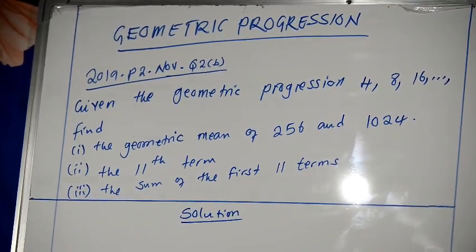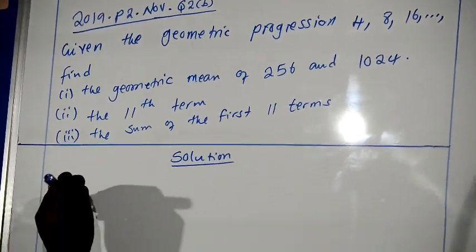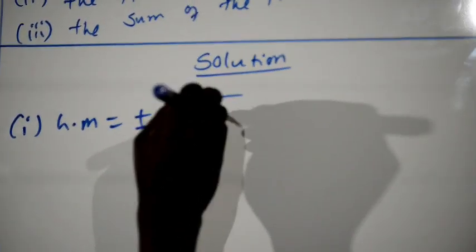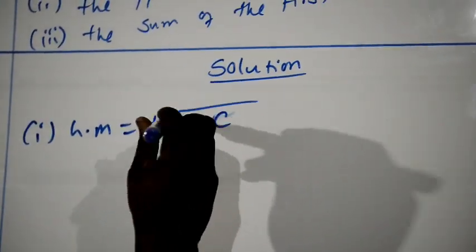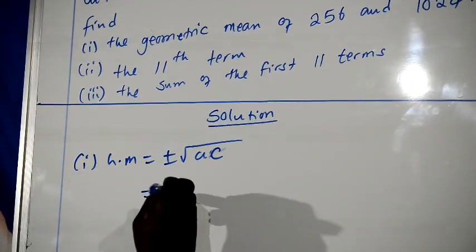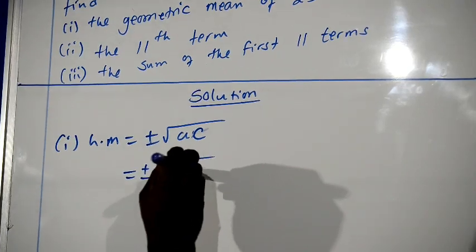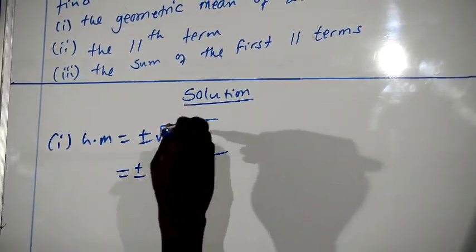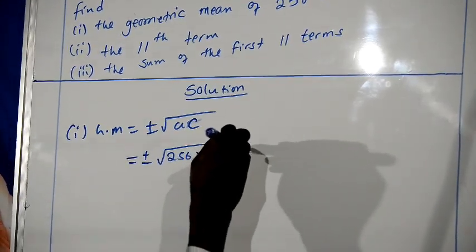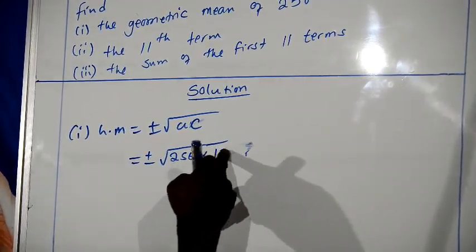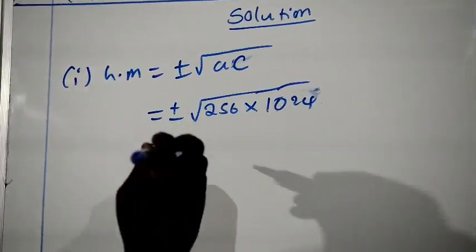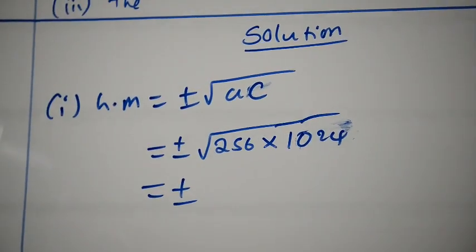So to find geometric mean, we use this formula. Geometric mean is equal to plus or minus the square root of AC, where A is the first number and C the second number. So what you do, we substitute A as 256 multiplied by C as 1024. So from there, we multiply 256 by 1024.